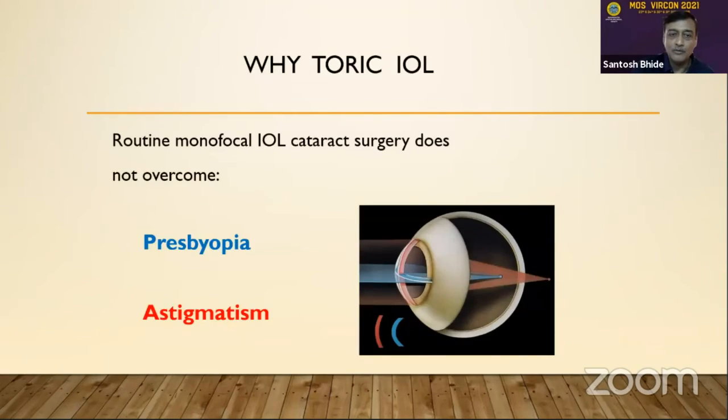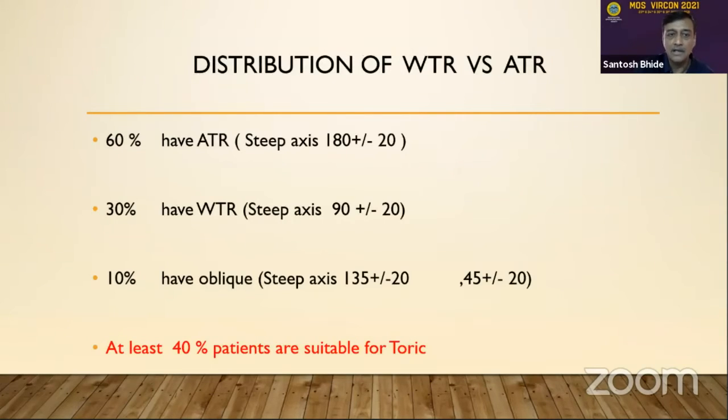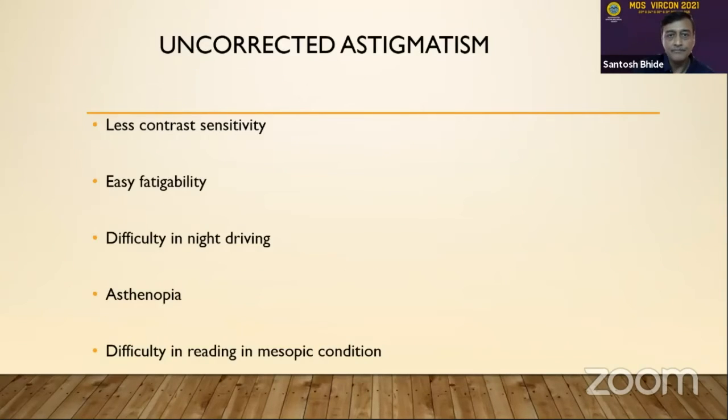We all know that monofocal does not correct presbyopia and toric. If you look at the prevalence of astigmatism in the population, almost 87% of the population has astigmatism. And if you look at the distribution of with-the-rule and against-the-rule astigmatism, at least 40% of the patients walking in for cataract surgery, we can include them for toric implants.